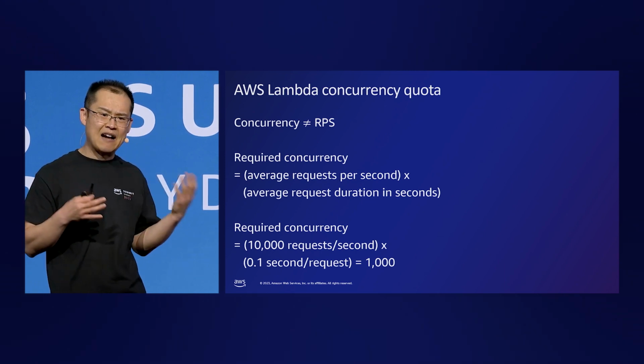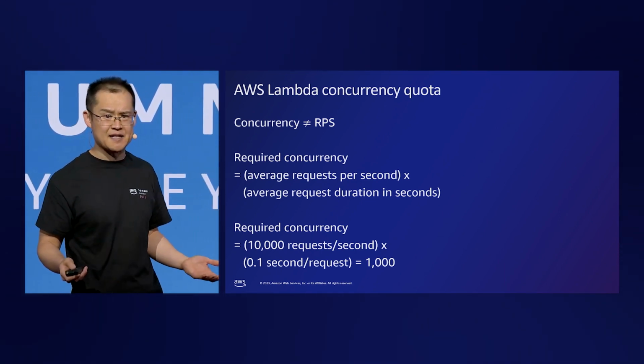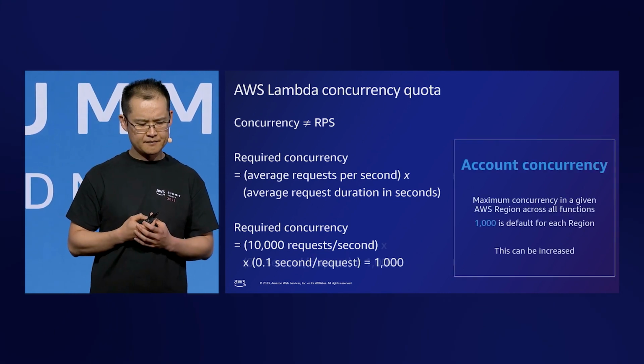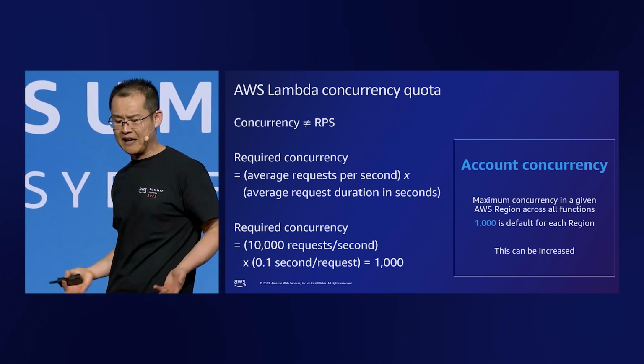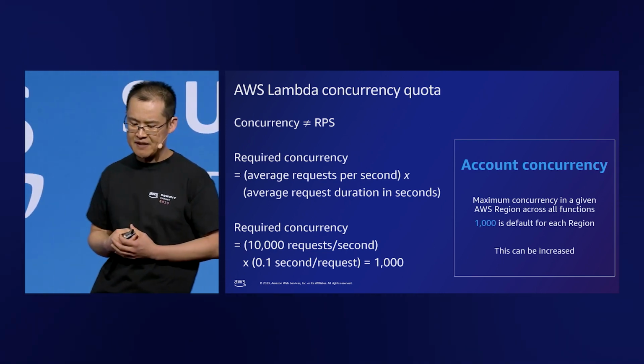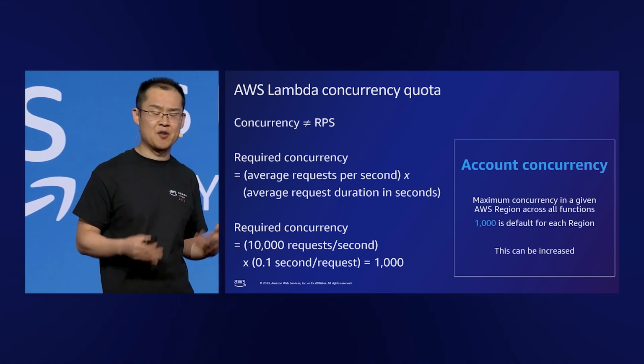We now understand how Lambda concurrency works. Let's look at the account level concurrency you need to be aware of. Lambda has a default account level concurrency of 1,000 for each region, and this can be increased to tens of thousands through AWS support.